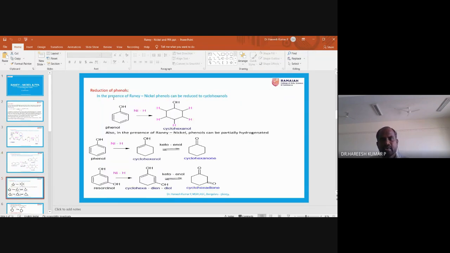Next I am taking the reduction of phenols. I think you are aware, if the hydroxy group is directly attached to benzene, it's called phenol. If this phenol is subjected to catalytic hydrogenation in the presence of Raney nickel, you will get cyclohexanol as the product. What it means is that all three double bonds present in the benzene ring are hydrogenated, giving rise to cyclohexanol. Sometimes phenol or resorcinol or whatever it is, they also undergo partial saturation. So look here, this is a partially saturated one.